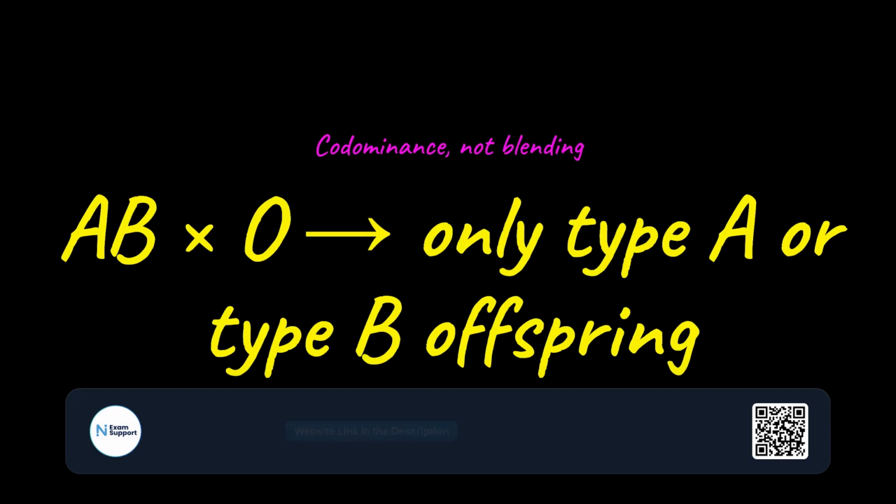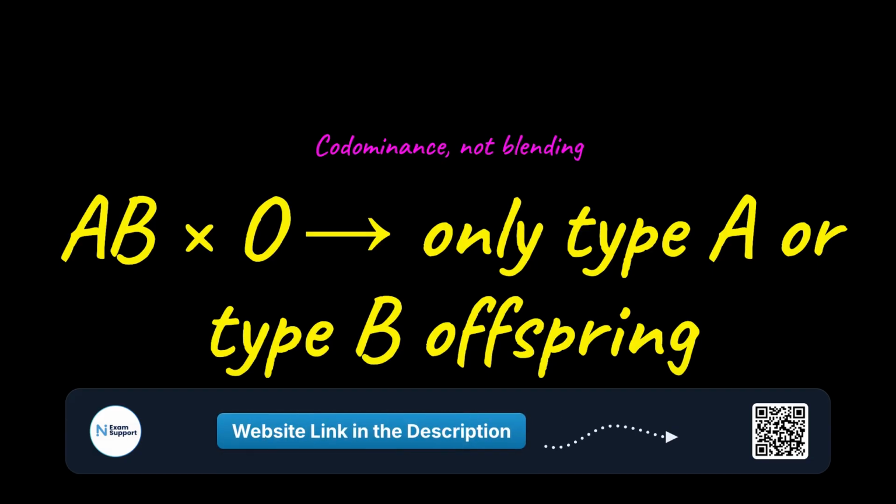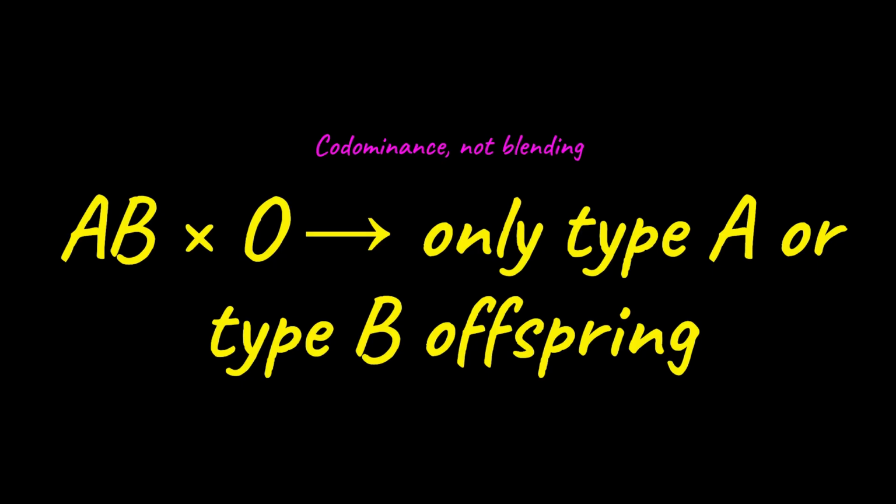type. Remember, type AB is a case of codominance. Both antigens appear fully, not in complete dominance, where alleles would blend into something new.